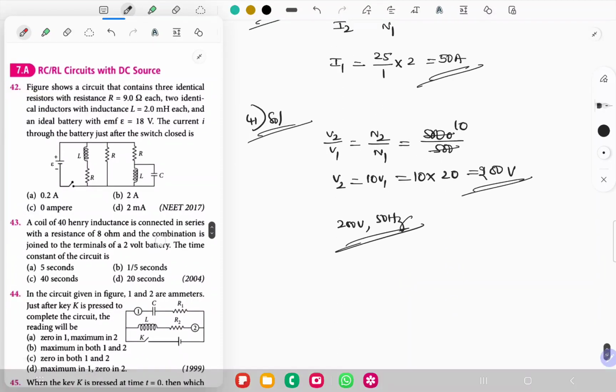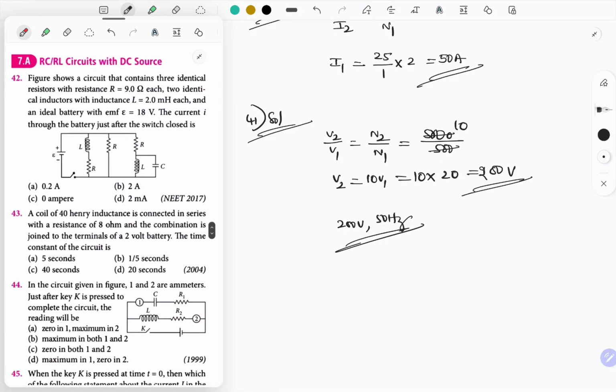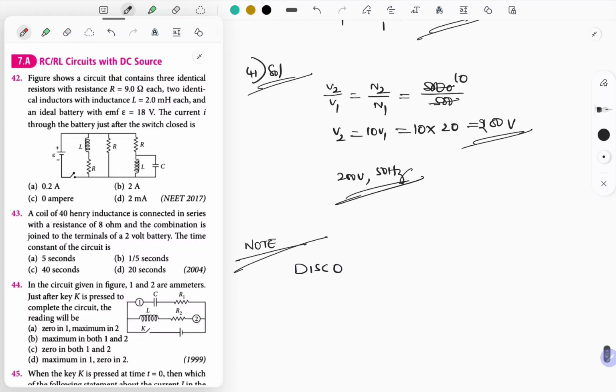Okay. So next, numericals based on a DC source. Before solving these numericals, I would like to give a note point. That note point is a shortcut. The shortcut is DISCO. So the meaning of DISCO: D represents DC supply. For a DC supply, I represents inductor, S represents it acts as a short circuit. Short circuit.